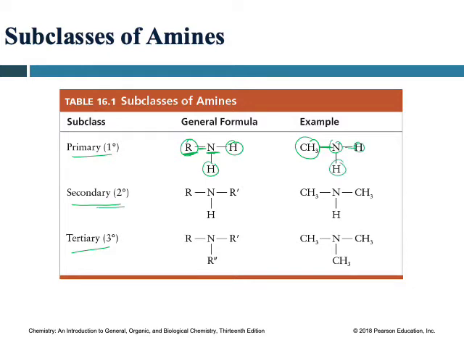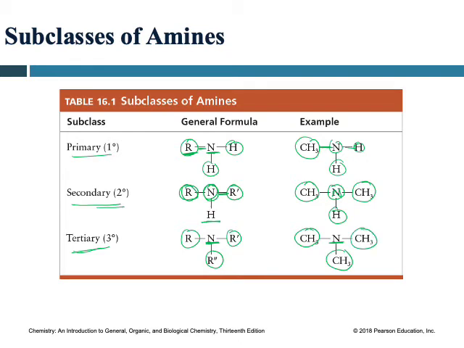Secondary amine: nitrogen is directly attached to 2 alkyl groups and 1 hydrogen. For example, in this case you have 2 methyl groups attached to the same nitrogen and you have 1 hydrogen. Tertiary amine: you have nitrogen with 3 alkyl groups, maybe the same, maybe different, directly attached to the nitrogen atom. For example, nitrogen attached to 3 methyl groups in this case. So make sure you know how to differentiate primary, secondary and tertiary amines.